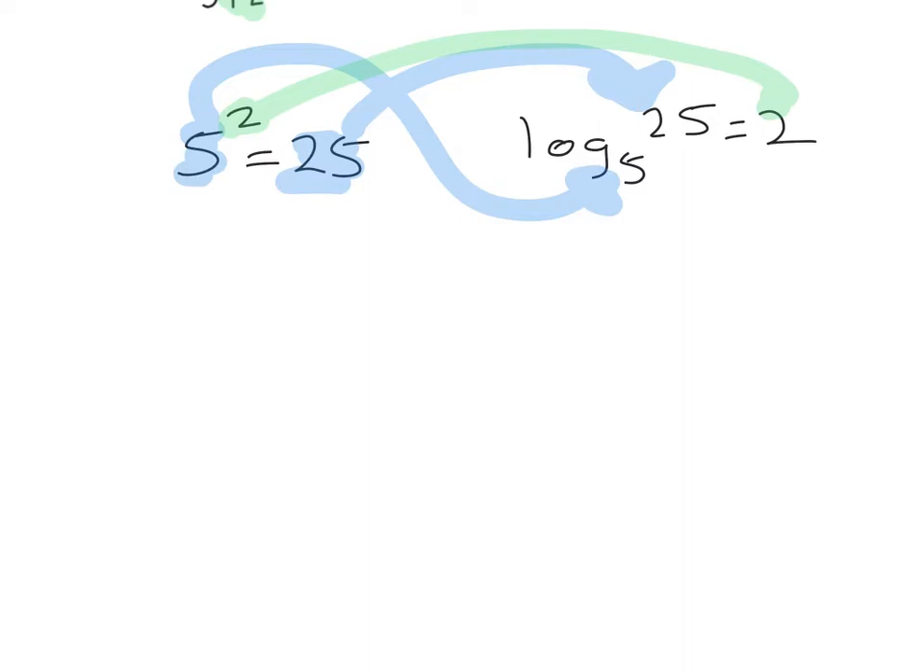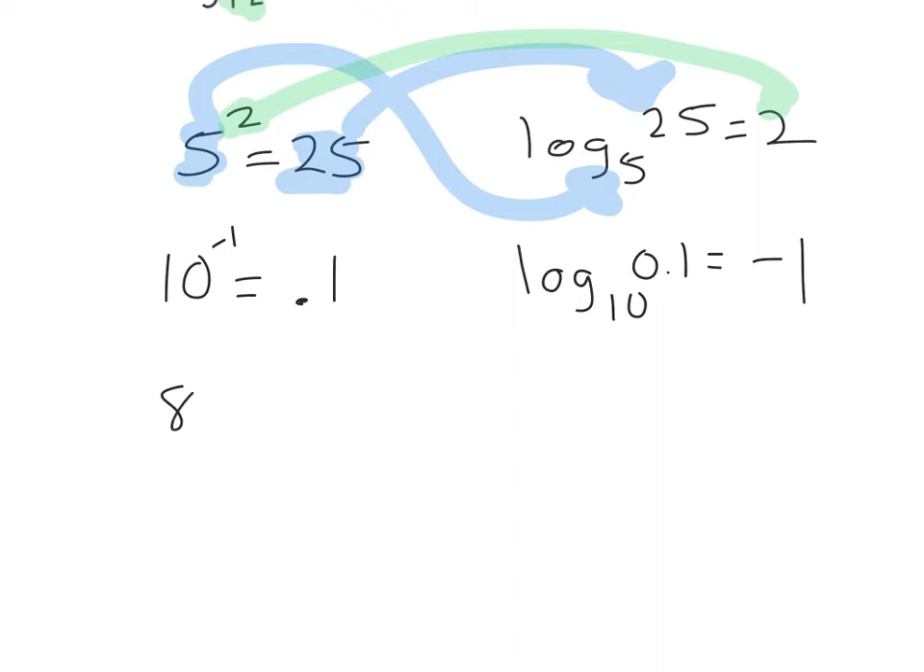So we have 10 to the negative 1 is equal to 0.1, okay, if and only if log base 10 of 0.1 is equal to negative 1. All right, so try this again. Keep it going. So we have 8 to the 3 halves is equal to 4 if and only if you have the log base 8 of 4 is equal to 3 halves, okay?